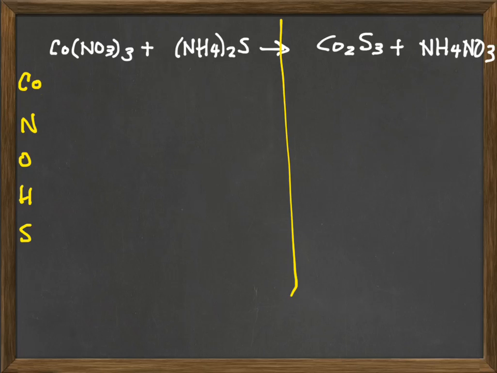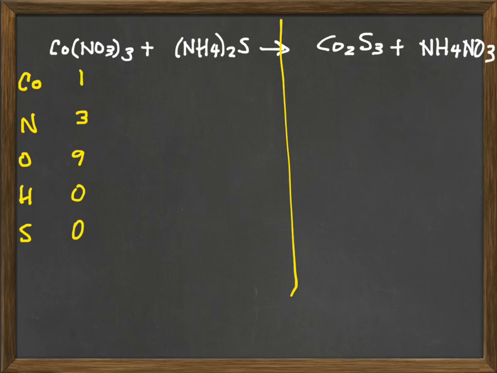Now I'm just going to take inventory. In the first reactant, I have one cobalt atom, and I have 3 nitrogen atoms. There, it says NO3, 3. That means there are 3 nitrate ions. Each nitrate ion has 1 nitrogen, so there's a total of 3. And the oxygens, there's 3 times 3, which is 9. There are no hydrogens in this compound and no sulfur atoms in that compound.